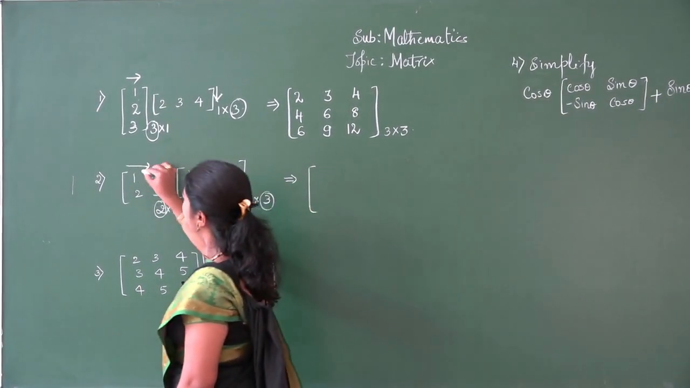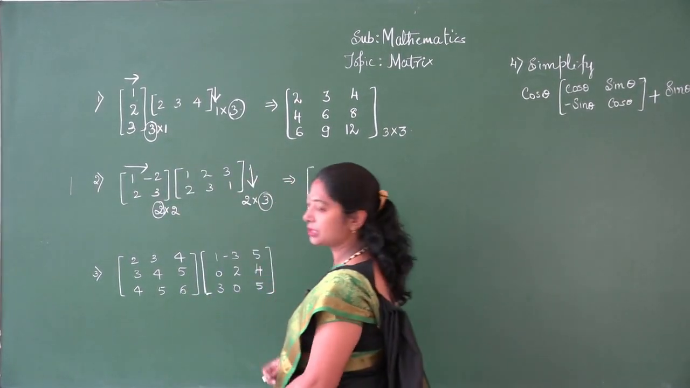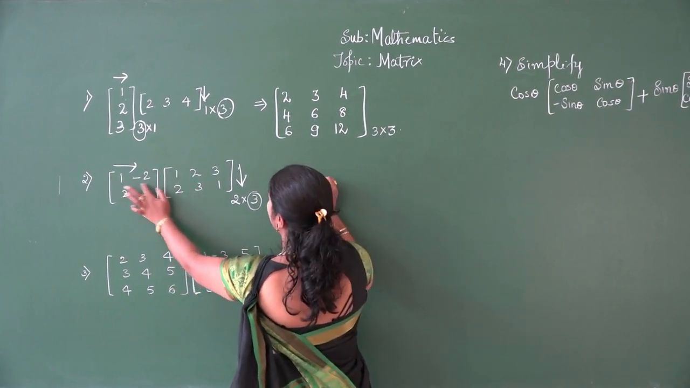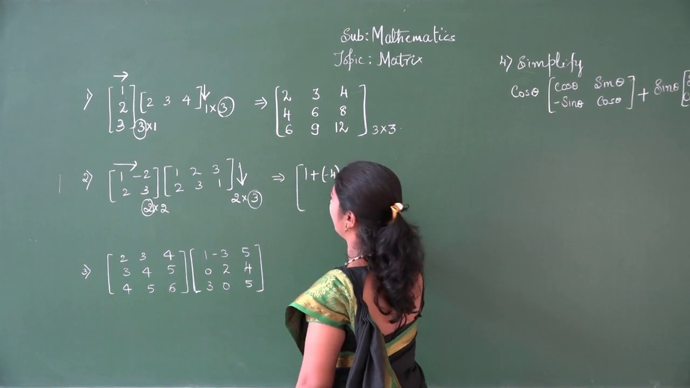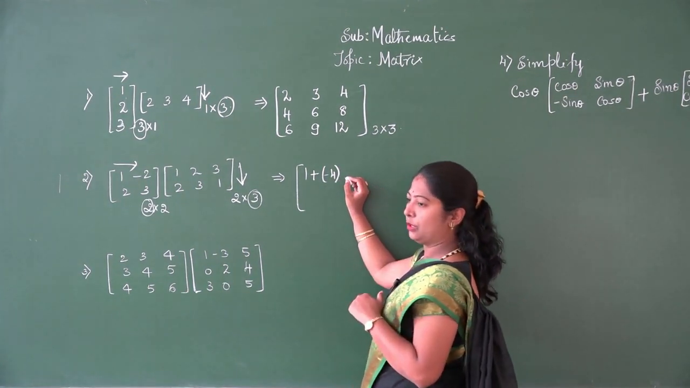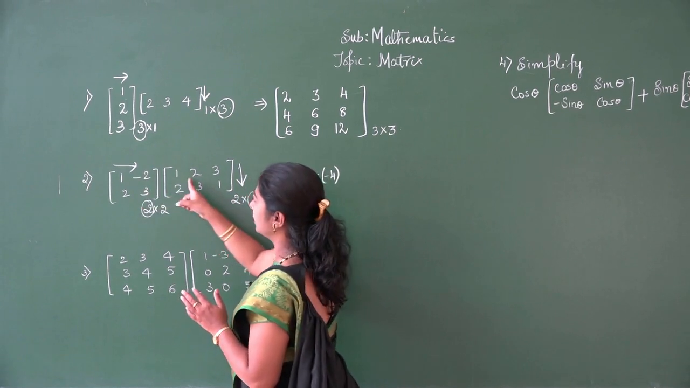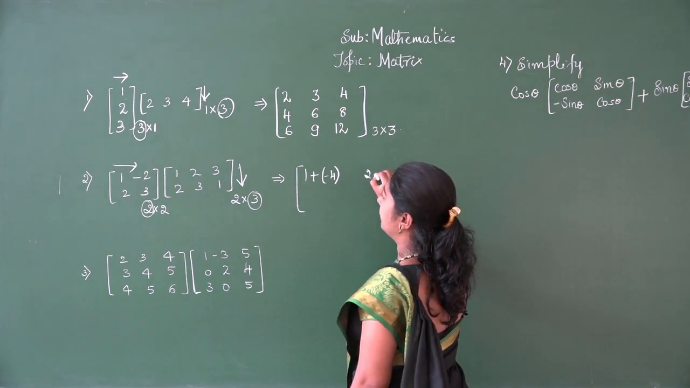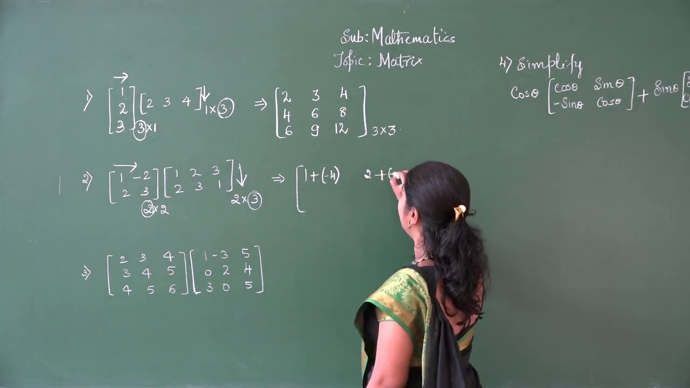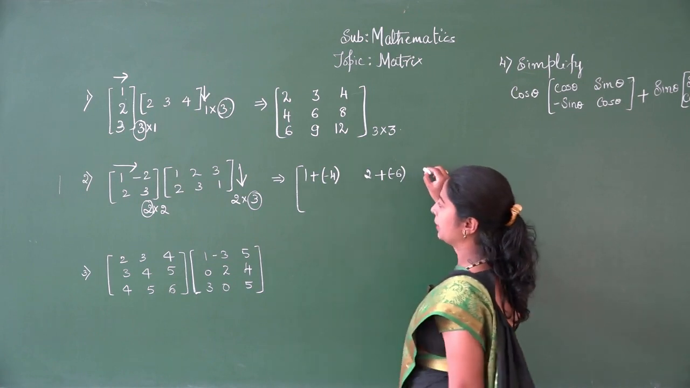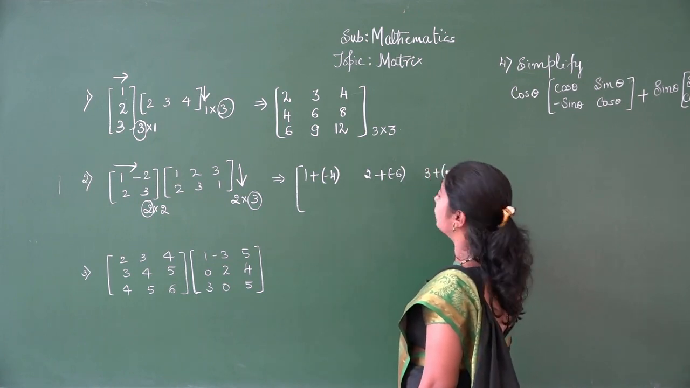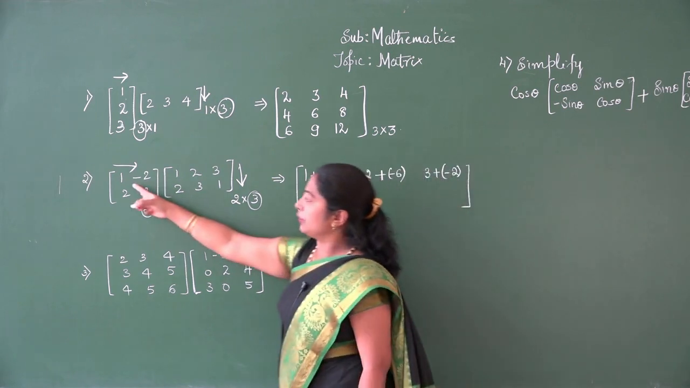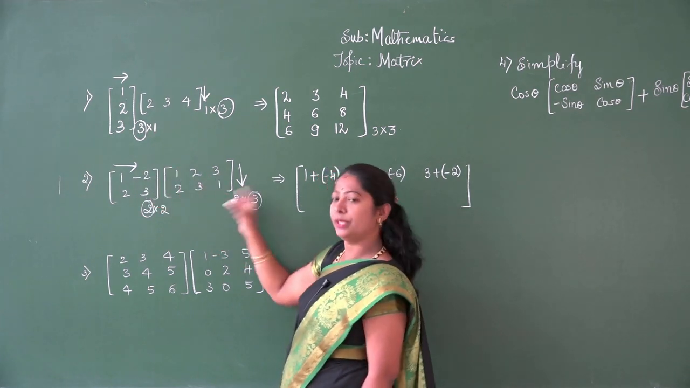Starting off with the first row with all the corresponding columns. So how do we calculate? 1 into 1 will be 1 plus minus 2 into 2 will be minus 4. We finished with the first row, first column. Again we will start off with the first row with the second column now. 1 into 2 will be 2 plus minus 2 into 3 will be minus 6. Similarly, 1 into 3 will be 3 plus minus 2 into 1 will be minus 2. We've started off with the first row and finished with all the 3 columns.